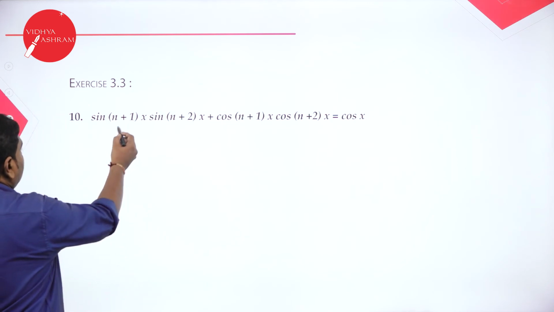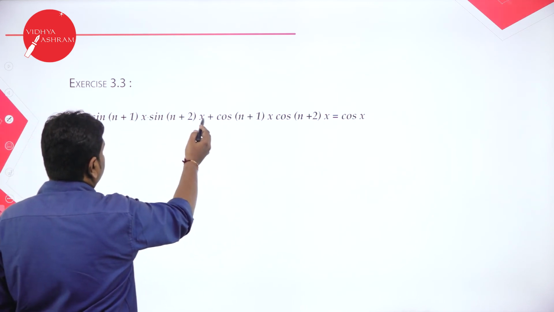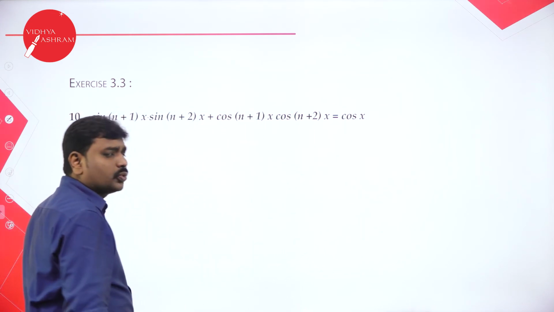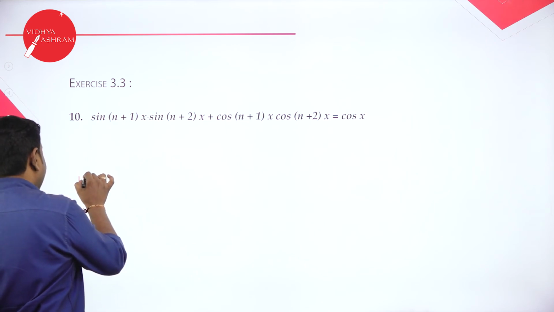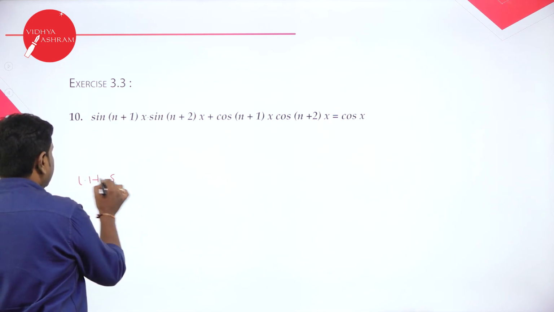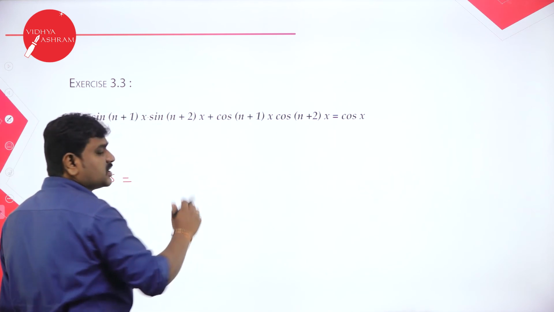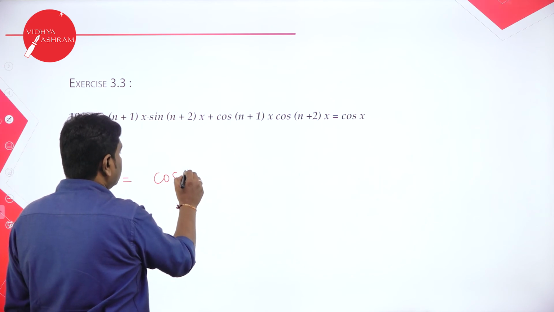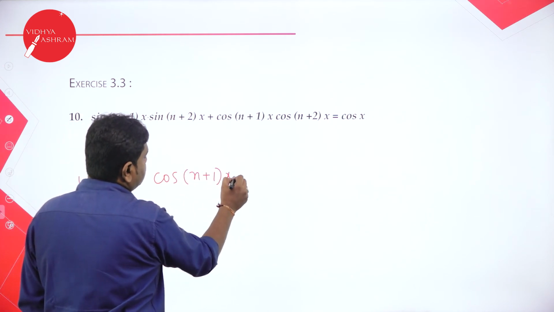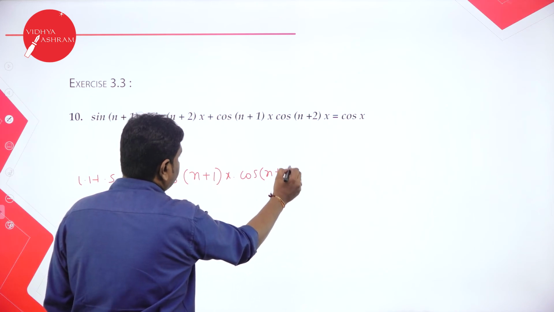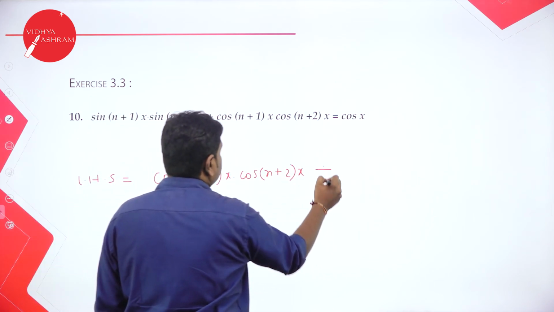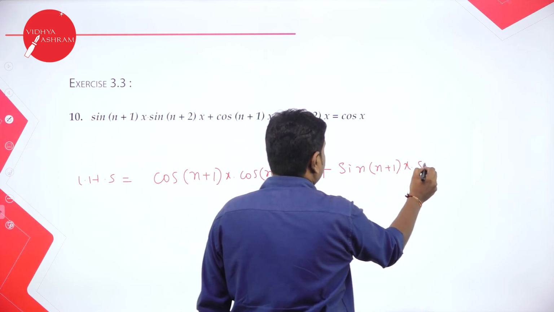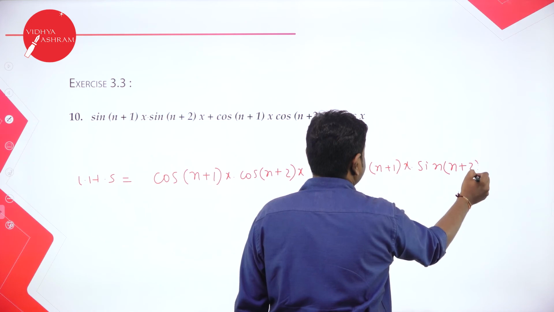Further, sin of n plus 1x into sin of n plus 2x plus cos of n plus 1x into cos of n plus 2x is equal to cos x we need to prove. I'll take LHS. See, understand, I'm taking LHS. First I'll write cos terms. You know, a plus b is same as b plus a. So let me take cos of n plus 1x into cos of n plus 2x, then plus sin of n plus 1x into sin of n plus 2x.